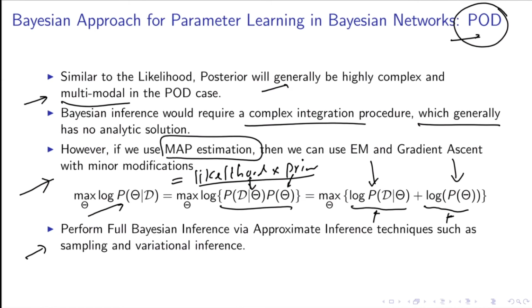The second approach is to perform full Bayesian inference, but instead of using exact techniques, use approximate inference techniques such as sampling and variational inference. In this case, the problem remains that your optimization algorithm is no longer guaranteed to converge to the so-called maxima of the posterior, because we are using approximate inference approaches.